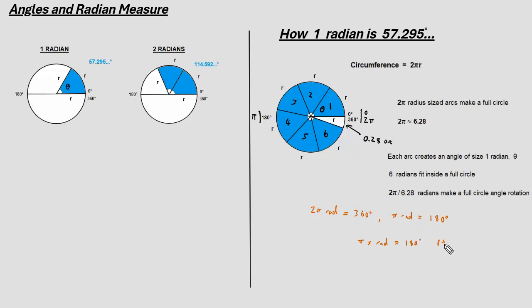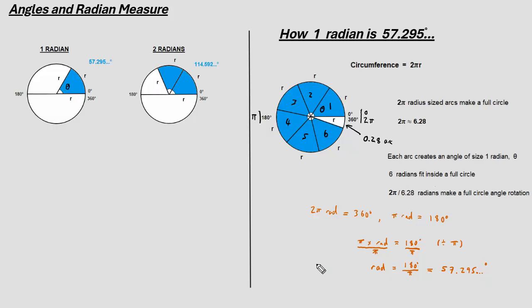Now we can divide both sides by pi. Now pi's cancel on this side, so we're left with just 1 radian, which is equal to 180 degrees over pi, and 180 degrees over pi gives us 57.295 for degrees, which shows us that this is our value for 1 radian equivalent in degrees.